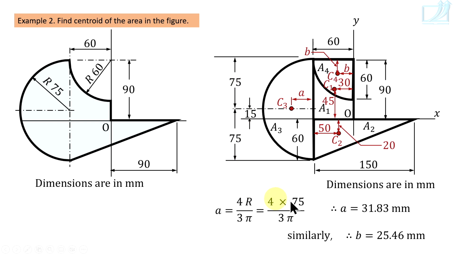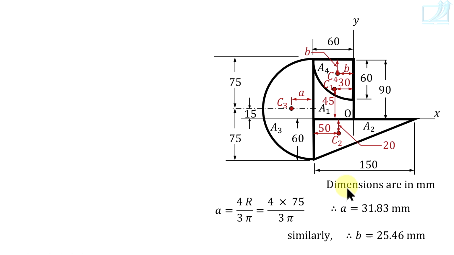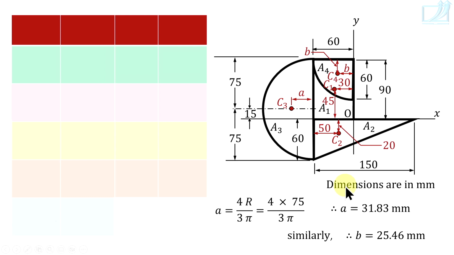So the diagram is complete now. That is, we have shown all 4 areas involved and we have located the centers of all 4 areas with corresponding distances from corresponding boundaries. Okay. Now make a table: shape, area in millimeter square, x coordinate in millimeter and y coordinate in millimeter.